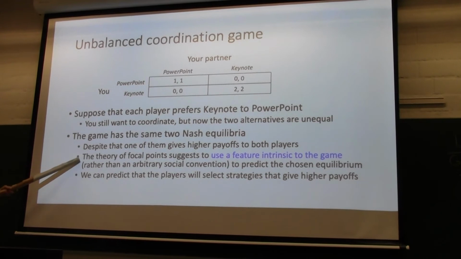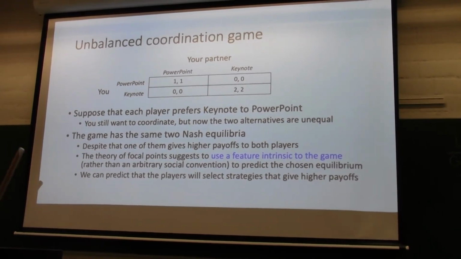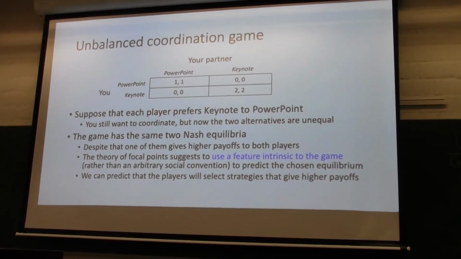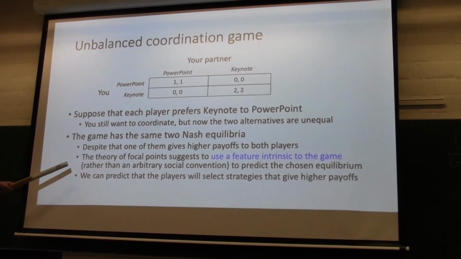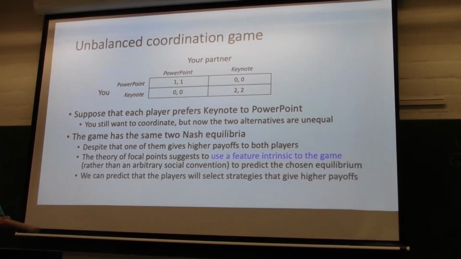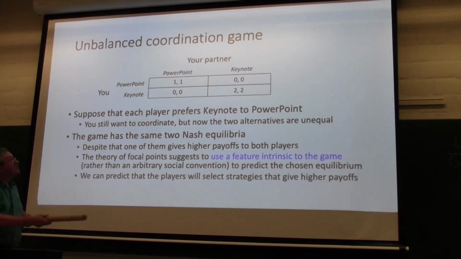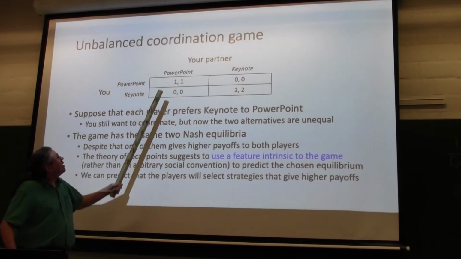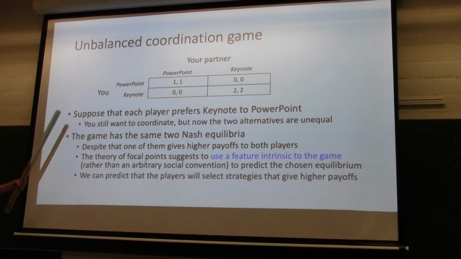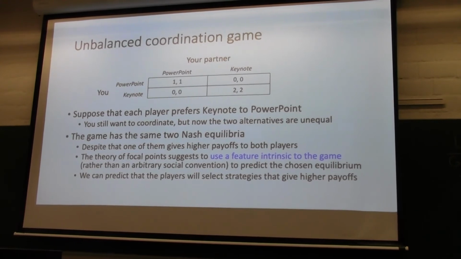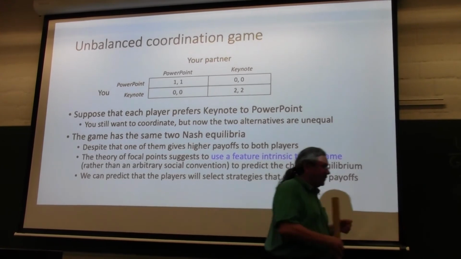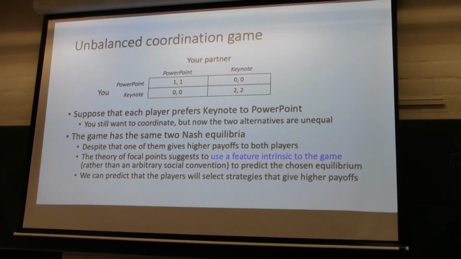So, using this focal point idea, you have to disambiguate somehow, make a difference between these two Nash equilibria. You can, for example, predict that you want to use an equilibrium that gives you higher payoff. So 2, 2 is higher for both players. So it's very reasonable that 2, 2 will be a more likely Nash equilibrium. So again, you have to break the symmetry in a sense. You have to pick one of them.